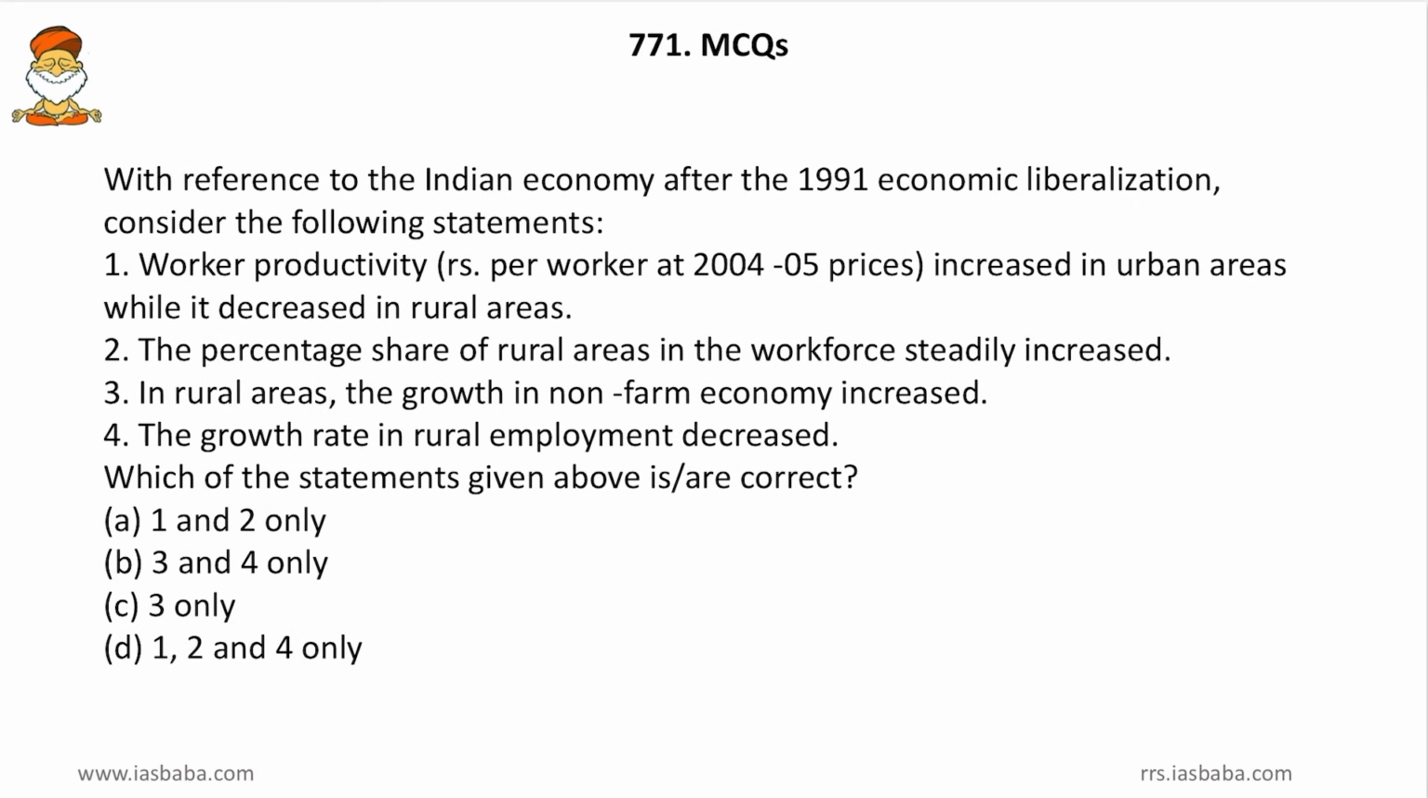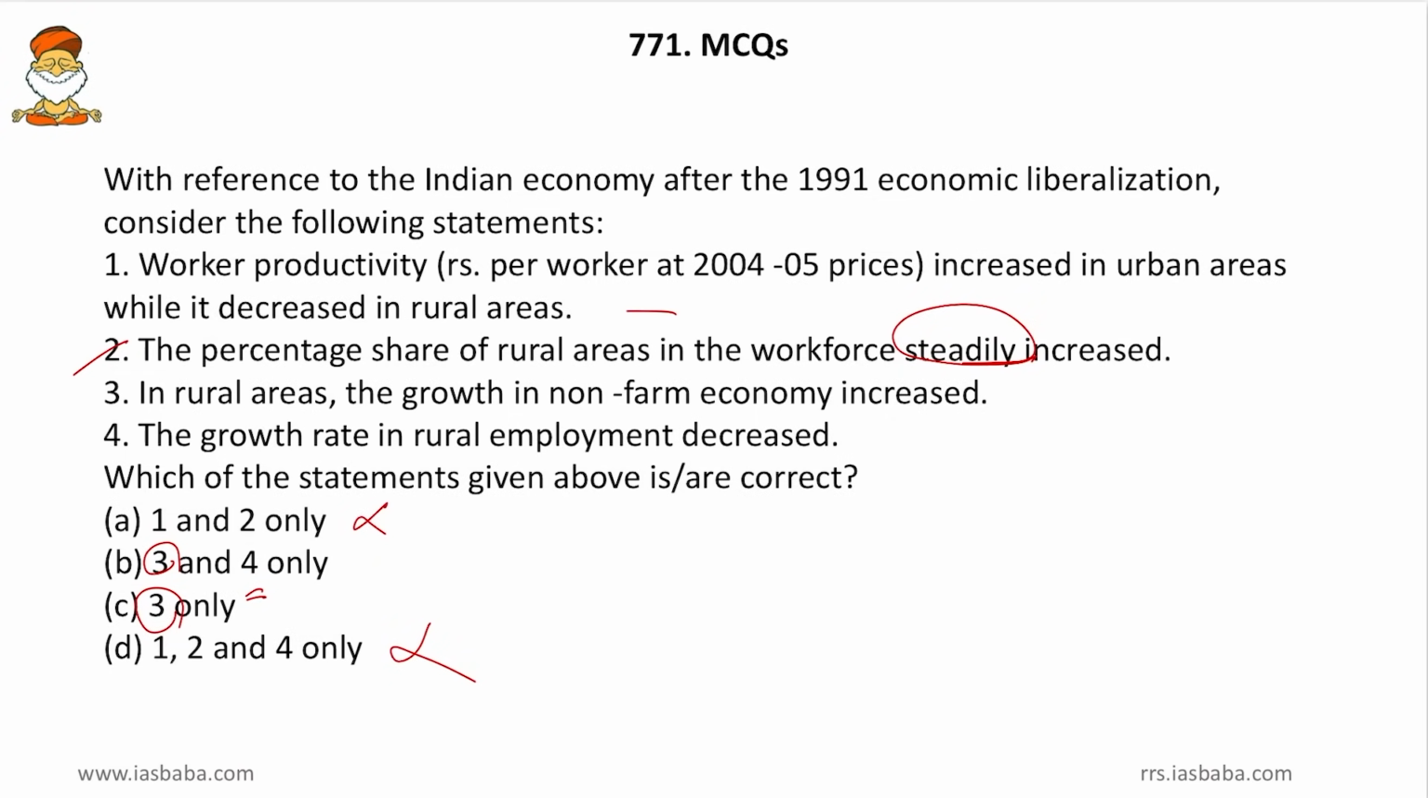With reference to Indian economy after 1991 economic liberalization, consider the following statements. Friends, the work productivity increased in urban areas while it decreased in rural areas. Friends, it is a moderate statement. We can't do anything, so we keep it for further consideration. Then the percentage share of rural areas in the workforce steadily increased. So friends, here steadily seems to be extreme. So we strike the statement 2 and search for the options. If we strike 2, A and D will be eliminated and only B and C will remain, and here B and C both of them contain the third statement, and we search only for the fourth statement now.